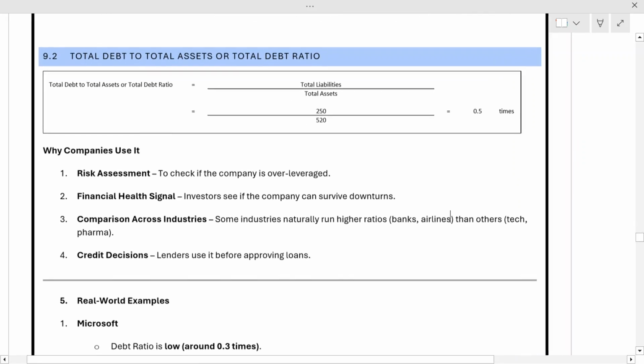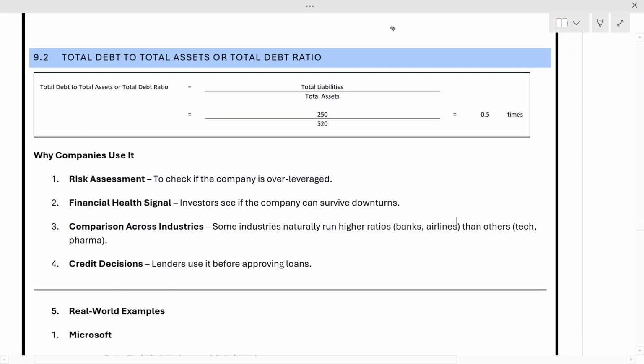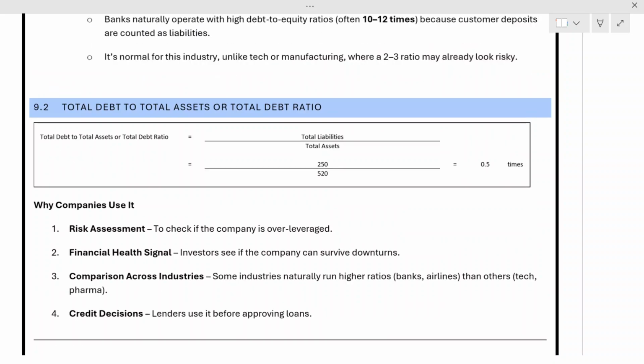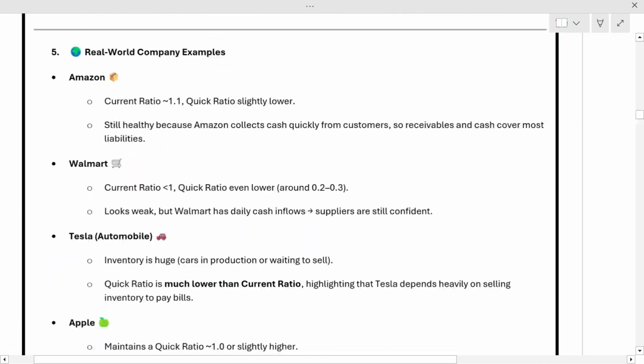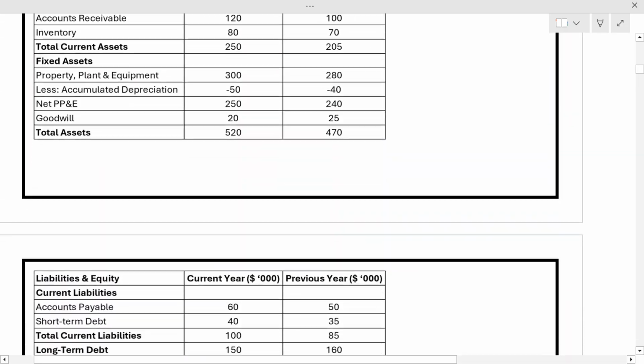Okay. So now let's try to understand our total debt to total asset ratio, or total debt ratio. Basically, this simply says: what are your total liabilities, total debts, and compared to that, what are your total assets. So for that, let's go above and see our balance sheet and P&L, which we have originally in detail.